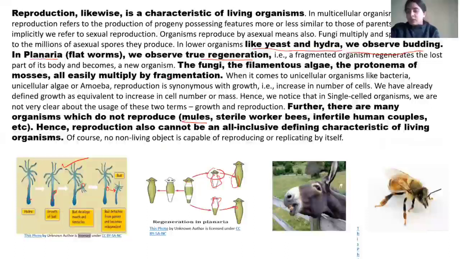So a mule cannot reproduce, still it is living. Another example is sterile worker bees. These bees cannot reproduce. Another example is an infertile human couple. Imagine a male and a female who are suffering from some disorder through which they cannot reproduce, still they are living. Hence, reproduction cannot be an inclusive defining characteristic of a living organism.